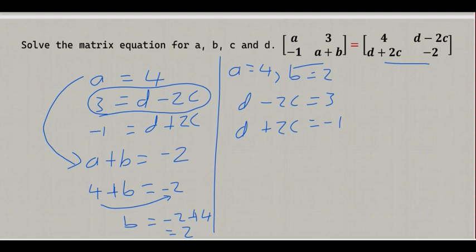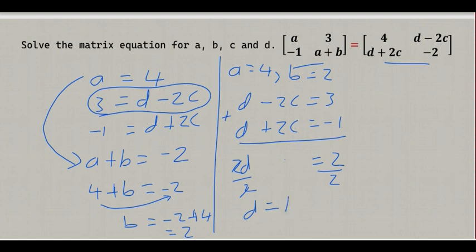Okay, so what if we decide to use the elimination method? If we use elimination, we can actually get this. So we put a plus. If you add D plus D, you get 2D. Then if you add minus 2C plus 2C, you actually get 0. So this is equal to 3 plus negative 1, you actually get what? 2. So divide by 2, divide by 2, so you actually get D is equal to 1.